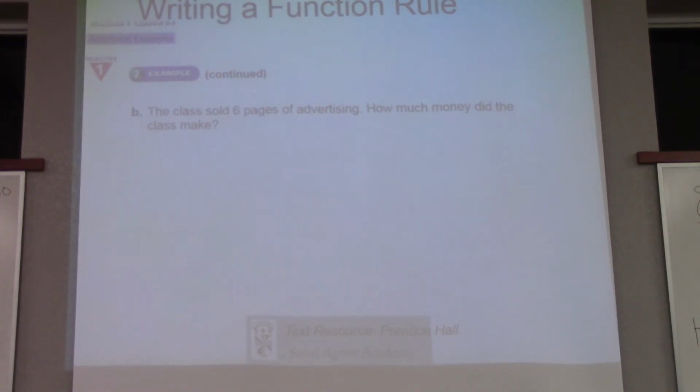The class sold 6 pages of advertising. How much money did it make? So we go 25 times 6, which is $150.